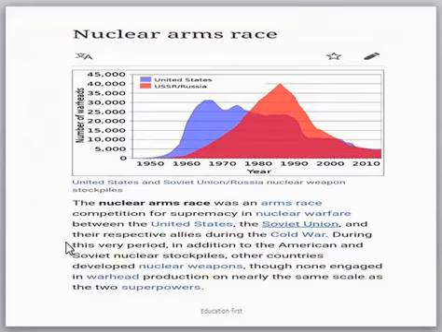After the end of the Second World War, the nuclear arms race started. It was a competition for supremacy in nuclear weapons, especially between the United States and the Soviet Union and their respective alliances during the Cold War. During this period, in addition to the American and Soviet nuclear stockpiles, other countries developed nuclear weapons. This is the data regarding the production of nuclear weapons by the United States and Soviet Russia from 1950 to 2010.